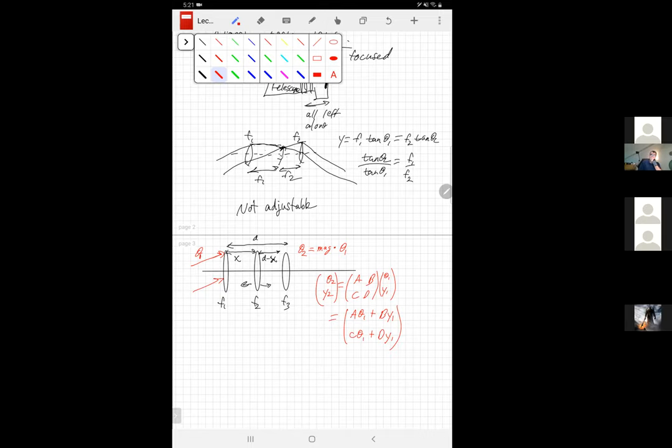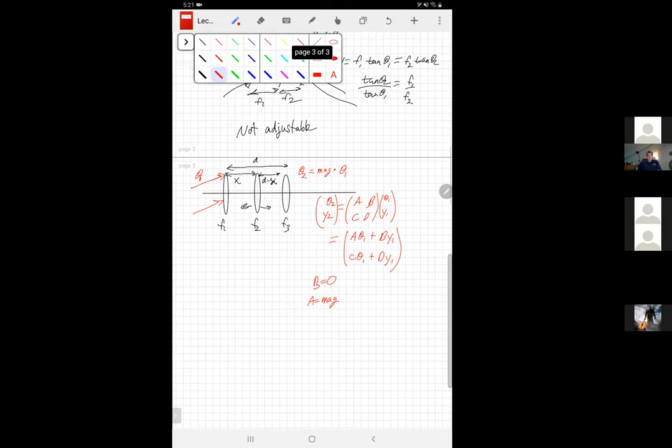Would B be zero? B should absolutely be zero. And in that case, what's the physical meaning of A? Wouldn't it be the angular magnification? Yes, it would.